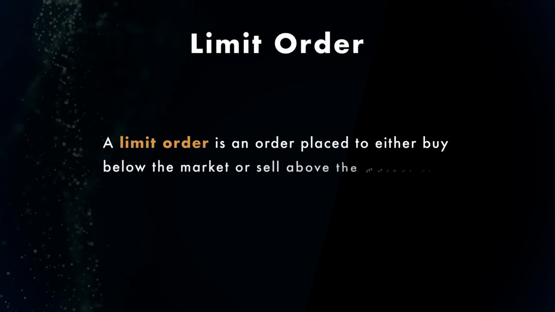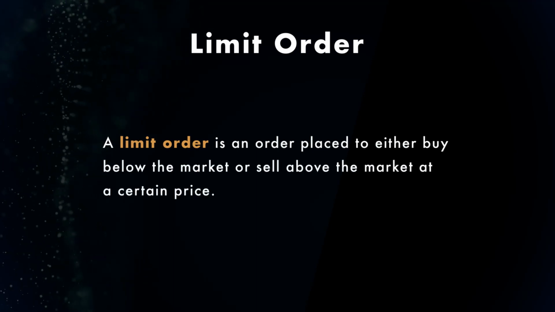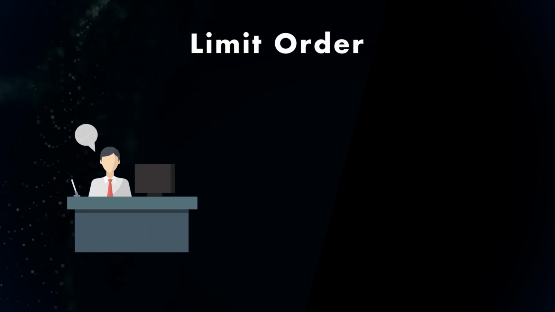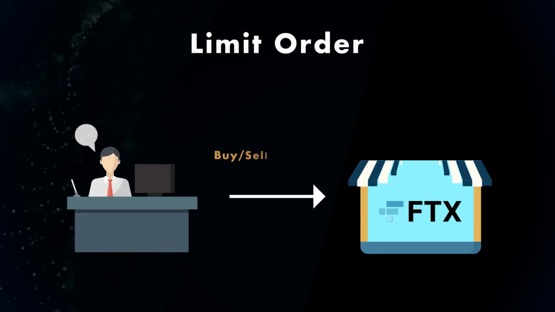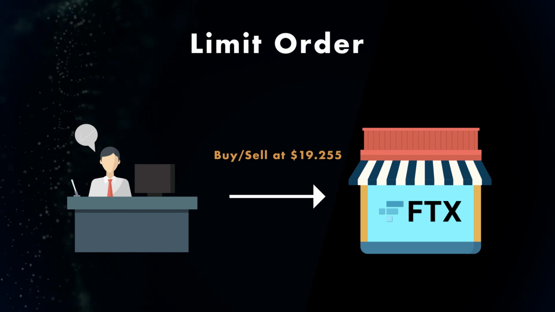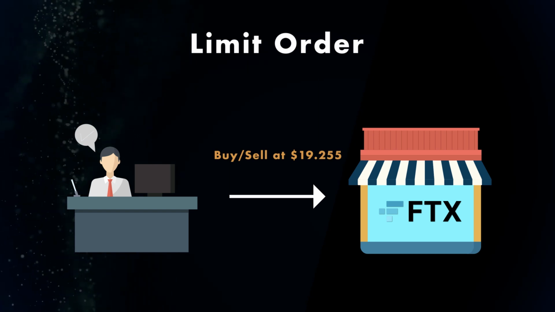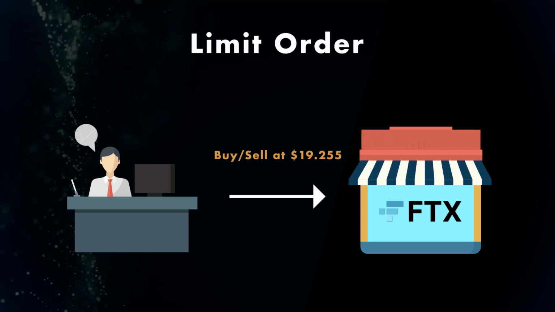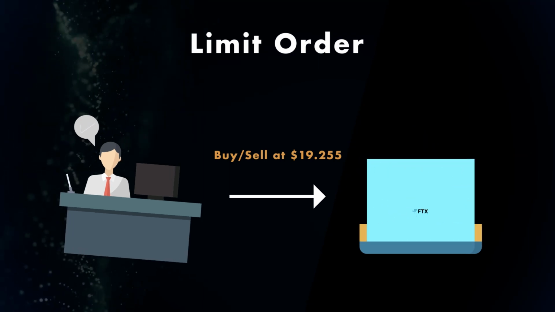Number 2, limit order. A limit order is an order placed to either buy below the market or to sell above the market at a certain price point. It's an instruction to your broker or exchange to execute a trade at a particular level that's more favorable than the current market price for you. This is a far more reliable way to enter a trade. It's giving you control over the exact prices that you want.